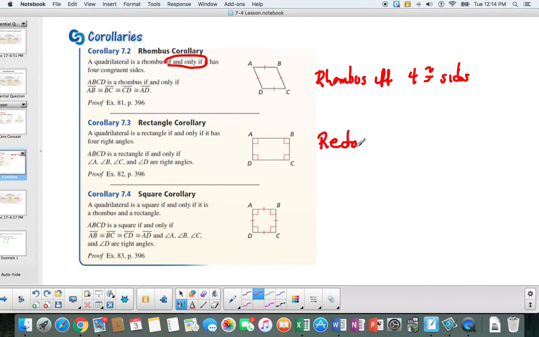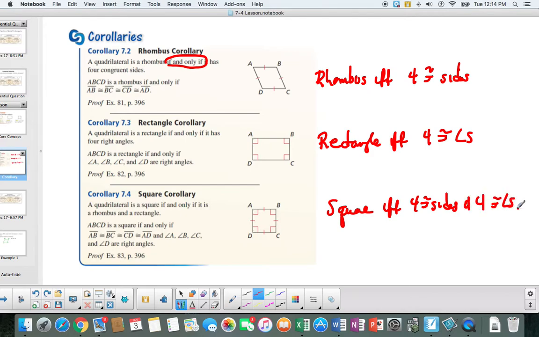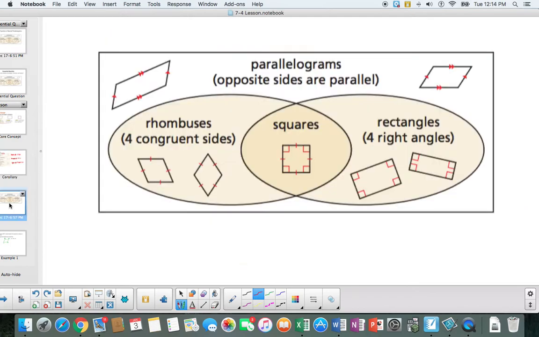Rectangle, if and only if 4 congruent angles. And square, if and only if 4 congruent sides and 4 congruent angles. Now this is the relationship between rhombuses, squares, rectangles, and parallelograms. Notice that if a figure is both a rhombus and a rectangle, we call it a square. All rhombuses are parallelograms. All squares are rhombuses, rectangles, and parallelograms.